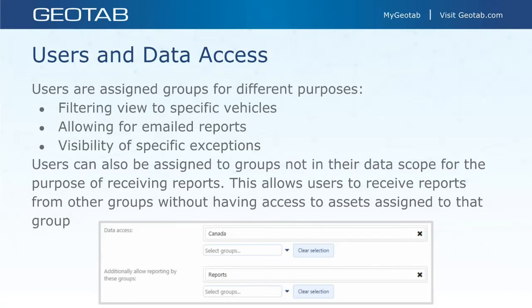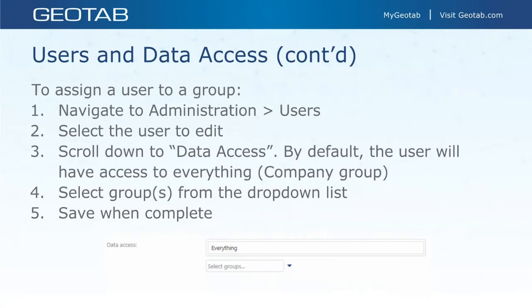They don't need to see it, and I can create a rule and assign it to that group. Users can also be assigned to groups not in their data scope for the purpose of receiving reports. I'm actually going to come back to that point in a second. Assigning a user to a group is a very simple process, as most of this is.